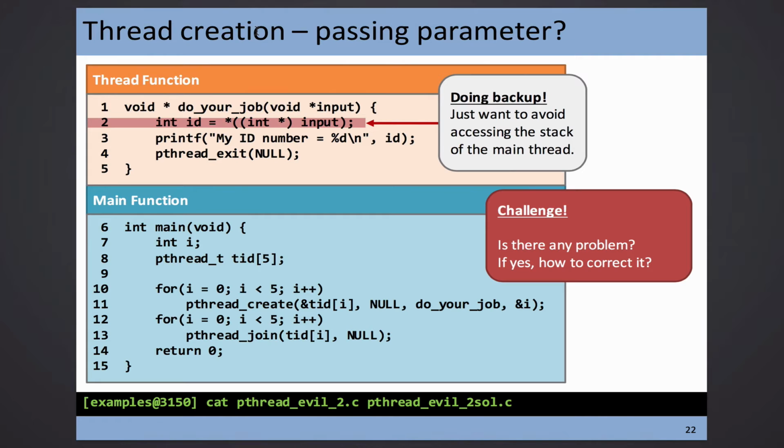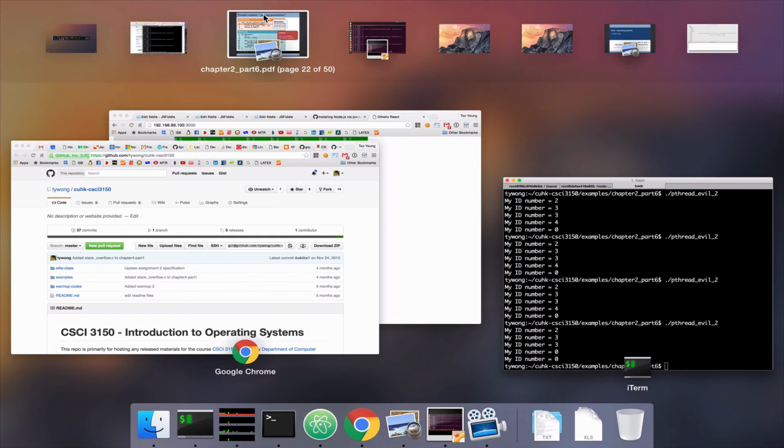So then what will happen if this is the case? The main thread starts running, creates all 5 threads. All 5 threads don't have any chance to run. And when they run, what is the result of i? What is the value of i in the main function? i is equal to 0, right? i is equal to 0.